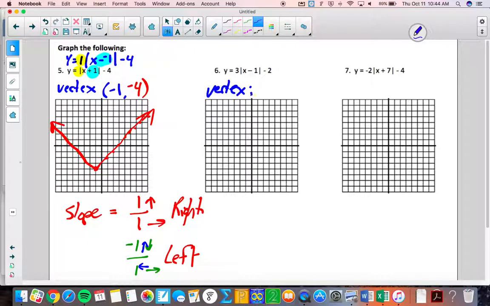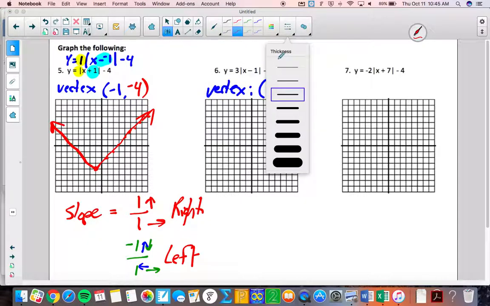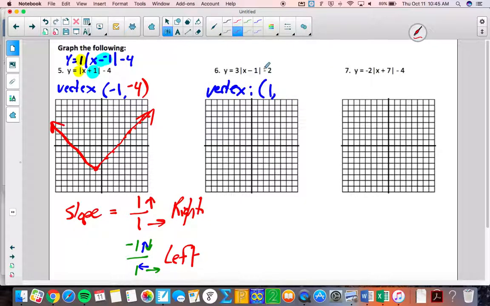So the vertex is the number that's getting subtracted from x. 1 is getting subtracted from x. And then what is getting added to x outside the absolute value bracket? -2 is getting added to the x. It's definitely a -2 there. So the vertex is at 1, -2.